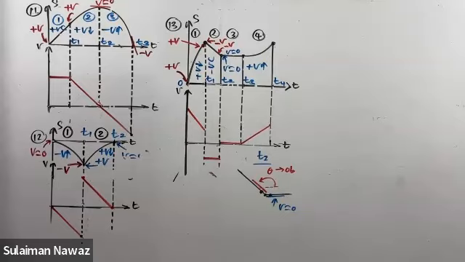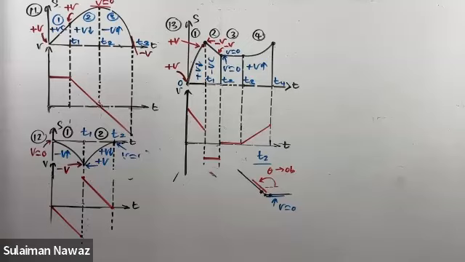Graph number 14. How many finished? 14 done. 15 finished. 16. Many finished. 17. 17 done. 18. 19 done. Very good. 20. Then you finished everything. Wow, great.